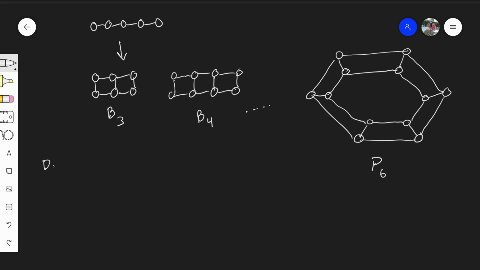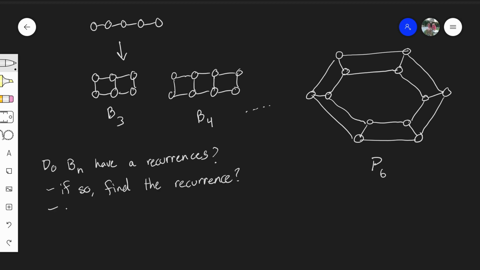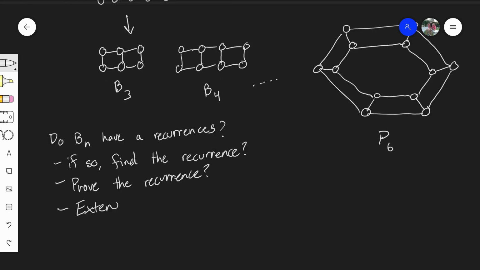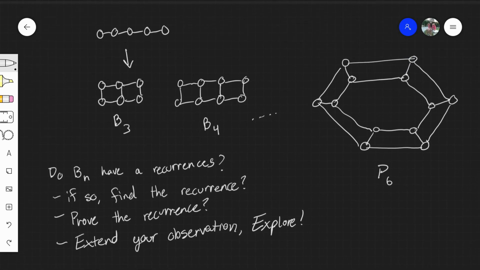For example, do our box graphs have a recurrence relationship? Meaning, are the number of ways you can color them based on previous stages of the boxes? If so, can you find the recurrence and then prove the recurrence? So why not extend your observations? Explore, have some fun while you're at it. And in particular, you might find something interesting.